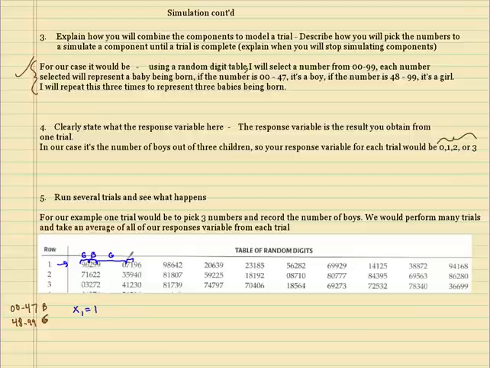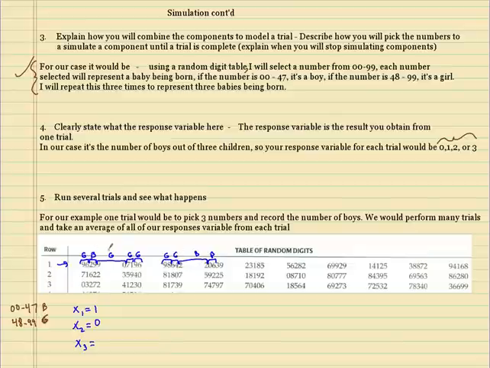71 is a girl. 96 is a girl. 98 is a girl. So x2 is equal to 0. Okay, I'll do one more. 64 is a girl. 22 is a boy. 20 is a boy, and 6 is a boy.